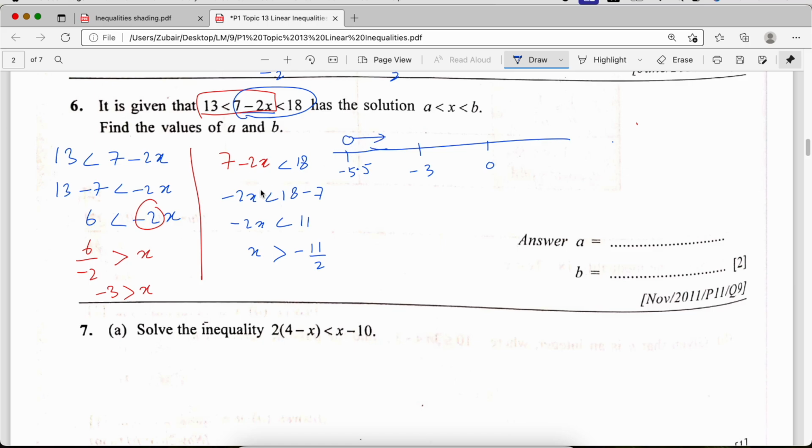x is greater than this and x is less than this, and find the values of a and b. Okay, these were just the extreme values. So the lesser value is negative 5.5 and the greater value is minus 3.